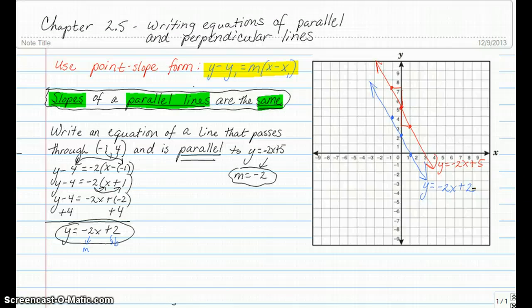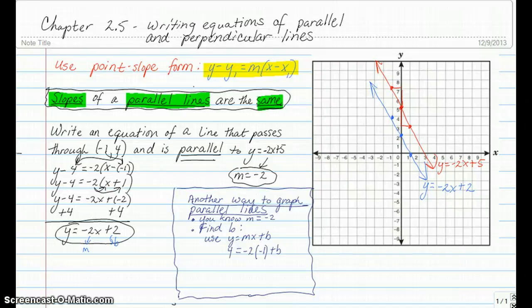And then in order to be able to graph that parallel line, it's really nice to use the point-slope form. However, we're going to show you the other way you could have graphed it, and you make a determination as to how you want to go about doing this. Okay, so in this other way to graph parallel lines, you already know what m is. It's negative 2. All that you need to find then is b for the new equation.